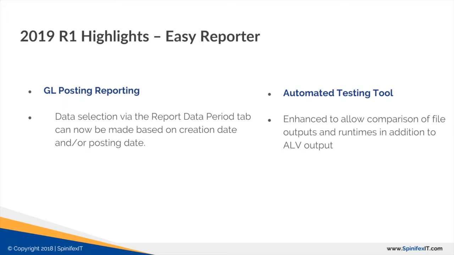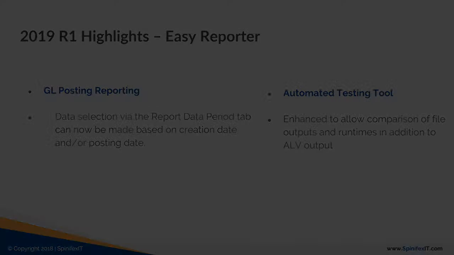Now, back to R1 of 2019. The change we have made that is relevant to the testing tool is that it's been enhanced to allow the comparison of runtimes and file outputs, like text or Excel files, in addition to comparing the standard ALV results.